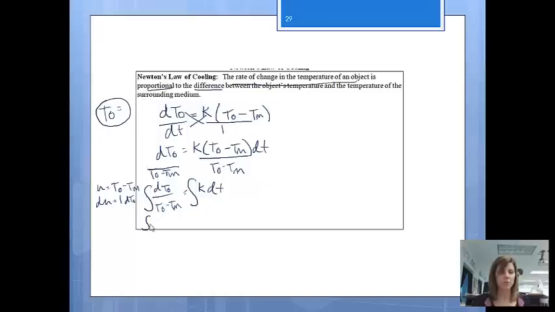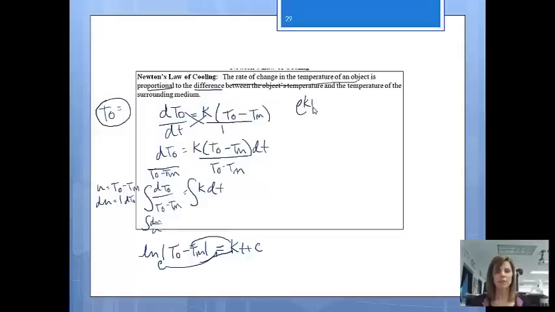This really is a du over u problem, and the integral of du over u is the natural log of u, which in this case is T sub O minus T sub M. On the right side, the integral of k is kt plus c, just like we were used to in those other problems. We would like to solve for T sub O, so I'll do the logarithm loop again, and I get e to the kt plus c is equal to T sub O minus T sub M.